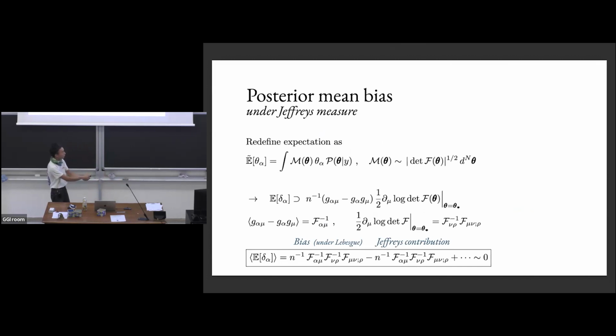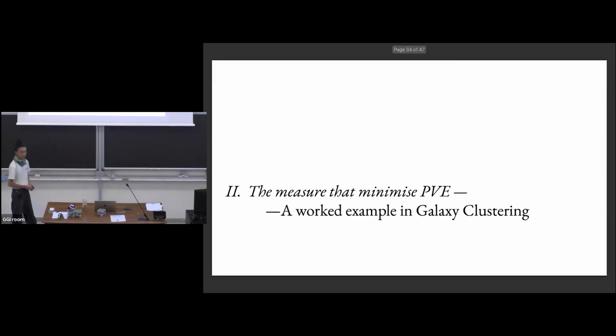Now, I redefine my expectation with respect to the Jeffreys measure. Expanding this measure at first order, I find that the contribution of Jeffreys to my average posterior mean exactly cancels the bias under Lebesgue. Okay? So this is, in a sense, the proof.